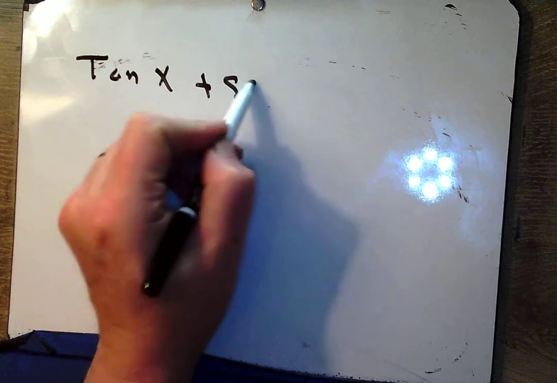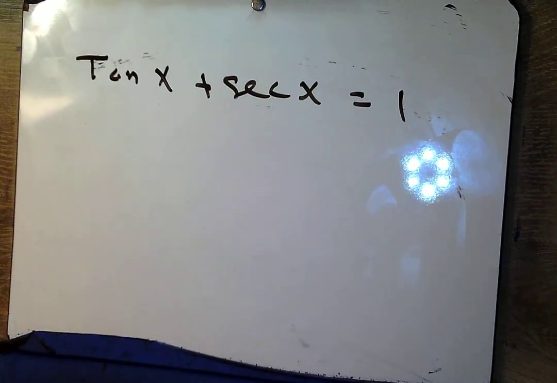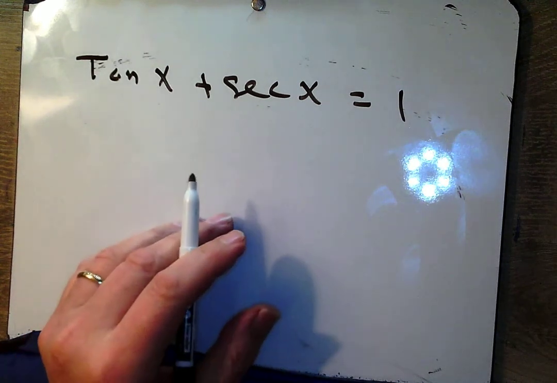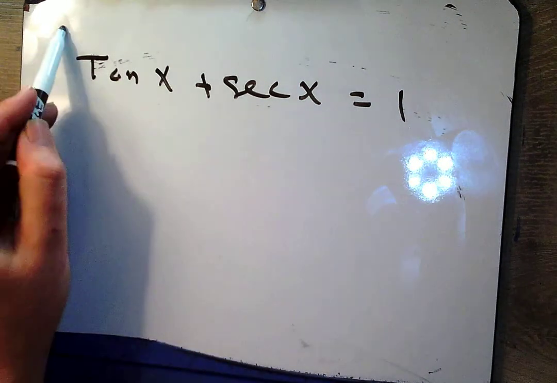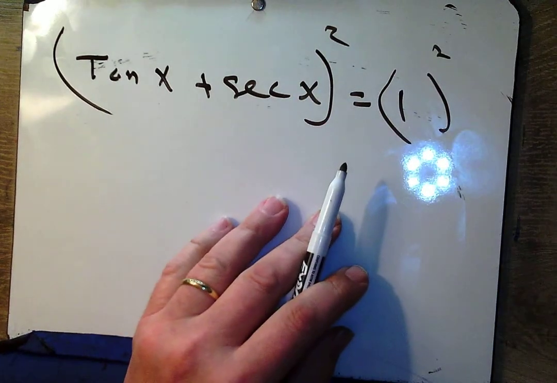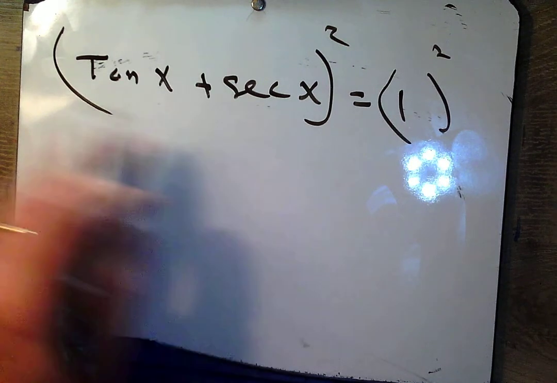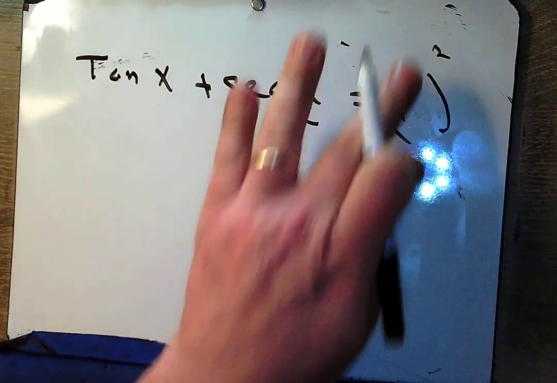Okay, so how about this one? How about tangent x plus secant x equals 1? Please solve this. Okay, well, did you square both sides? Yeah, did you square both sides? Or did you do this? Oh, I wonder if you did this.